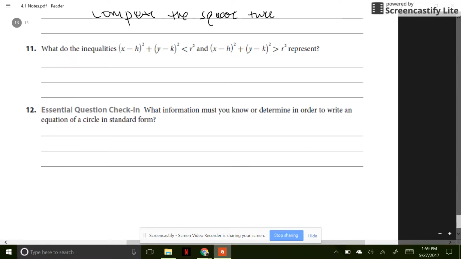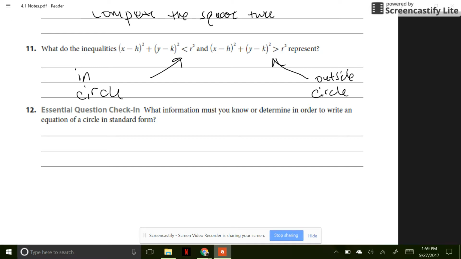So what do the inequalities where we're less than r² and greater than r² represent? Remember, if we're less than, that means we're looking for the values in the circle. And if we're greater than, we're looking at the values outside the circle. So then what information must we know or determine in order to write an equation of a circle in standard form? Well, we need to know the center and the radius.